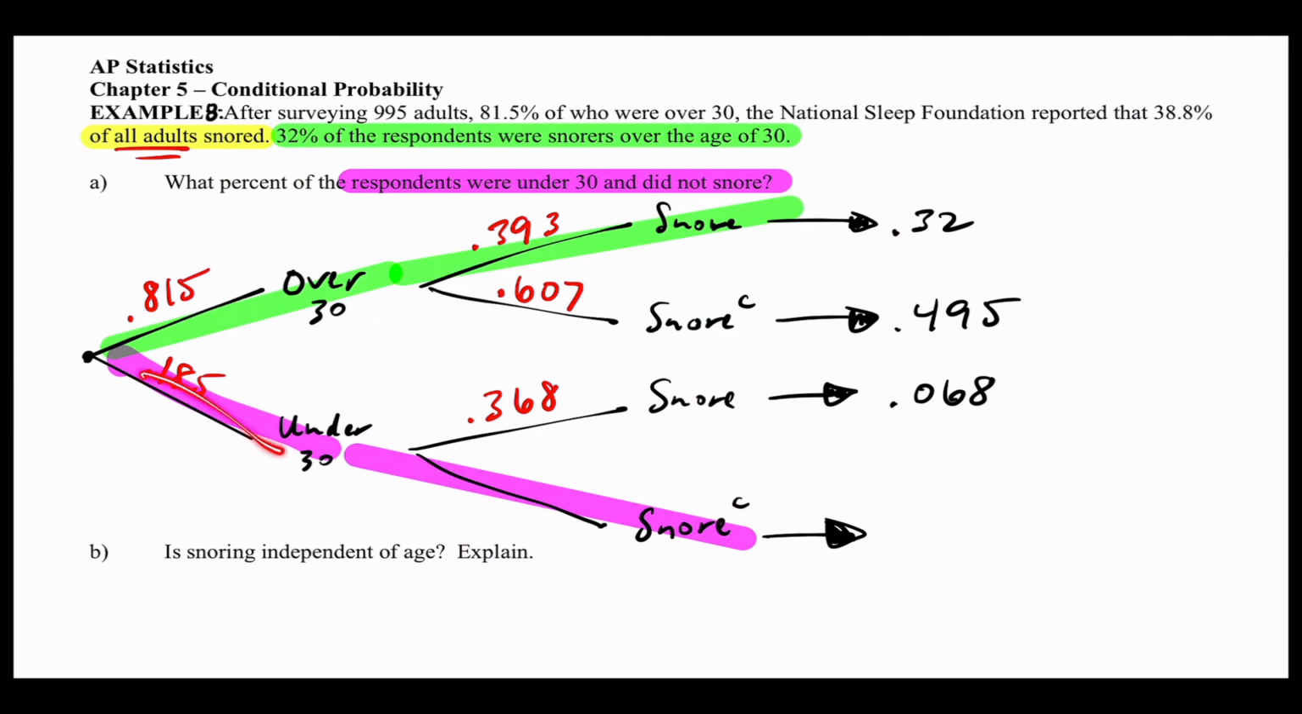So if you're under 30, you're either a snorer or you're not. Either you do snore or you don't snore, right? There's no in between, even if you're like, I kind of snore. No, that's a snorer. Or you don't at all. So there's only two options here. So this guy plus this guy should be one whole. So I subtract from one whole, 1 minus 0.368, and I get 0.632.